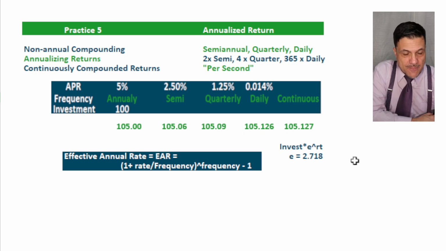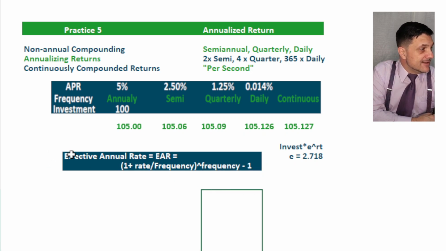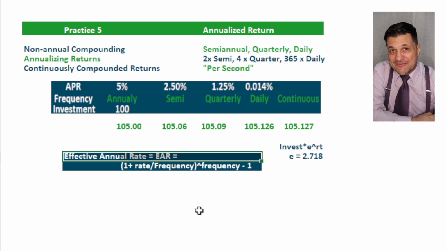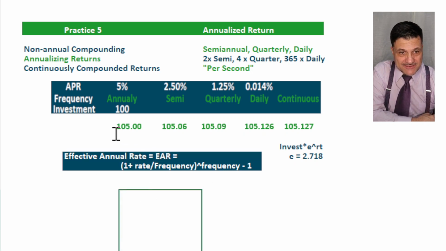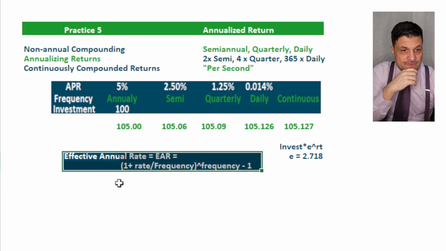So what do we do? It's exactly what I did there. It's 1 plus the rate divided by the frequency, to the power of the frequency, minus 1. Then you're going to have what we call the effective annual rate of an investment. What I was doing here was pretty much the same. I was taking $100 multiplied by 1 plus the interest rate divided by the frequency, to the power of the frequency. If it's annual, divided by 1 to the power of 1. If it's semi-annual, divided by 2 to the power of 2. So that gives you what we call the effective annual rate.